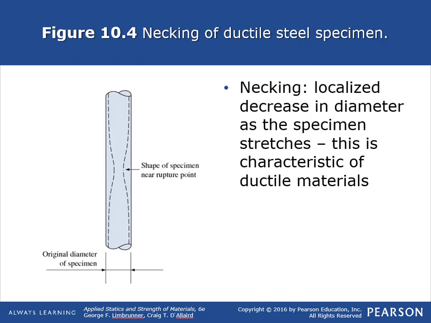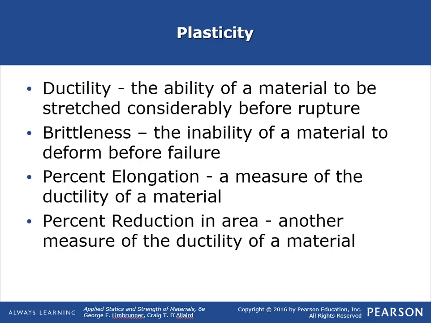Here's another definition, necking. Necking is a localized decrease in diameter as the specimen stretches. This necking down is characteristic of ductile materials. I want to talk a little bit about plastic deformation and elastic deformation. So ductility is the ability of the material to be stretched considerably before rupture.